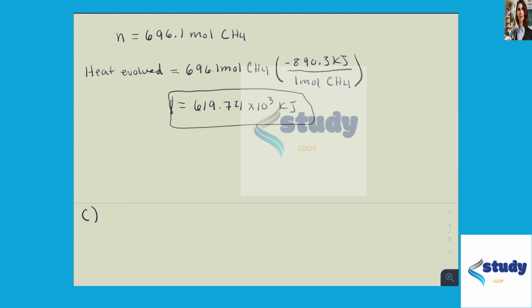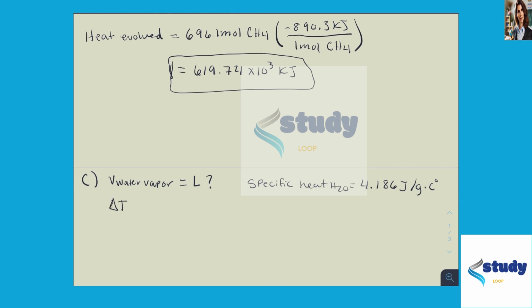For the third part of this problem, they're wanting us to find the volume of water vapor that can be heated when there is a temperature increase. So we're looking for the volume of water vapor, in units of liters. They tell us that the specific heat of water is equal to 4.186 joules per gram degree Celsius. Our final temperature is 60 degrees Celsius, and our initial temperature is equal to 8.8 degrees Celsius. So when we calculate this out, it's going to be 51.2 degrees Celsius for our delta T.